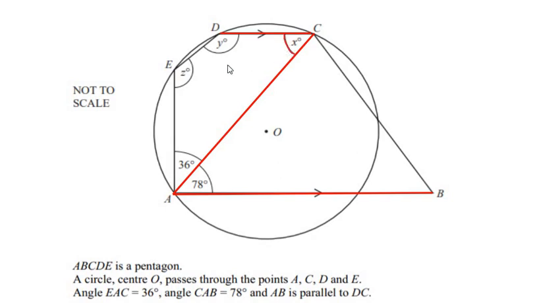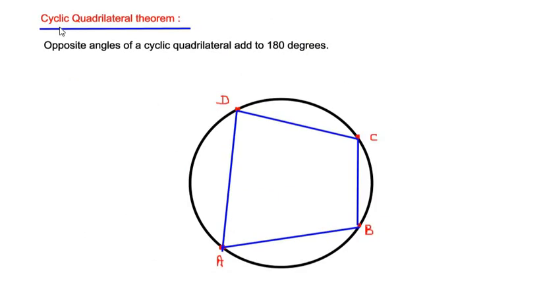Now let us try to find out the value of z by using one of the circle theorems, which is the cyclic quadrilateral theorem. It states that opposite angles of a cyclic quadrilateral add to 180 degrees. You can see that I have drawn a circle here and there is a quadrilateral ABCD with all the vertices on the circle. Since all the vertices of the quadrilateral are on the circle, this quadrilateral is called a cyclic quadrilateral. Now according to the theorem, the opposite angles of this cyclic quadrilateral add to 180 degrees.